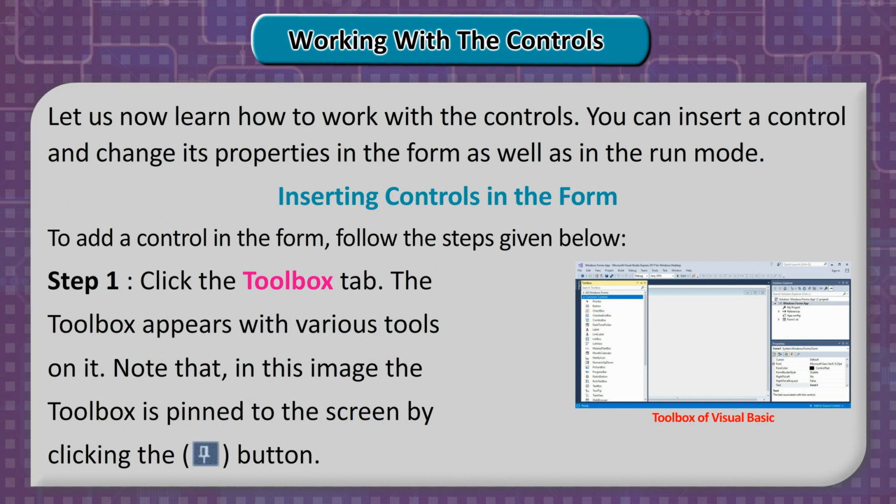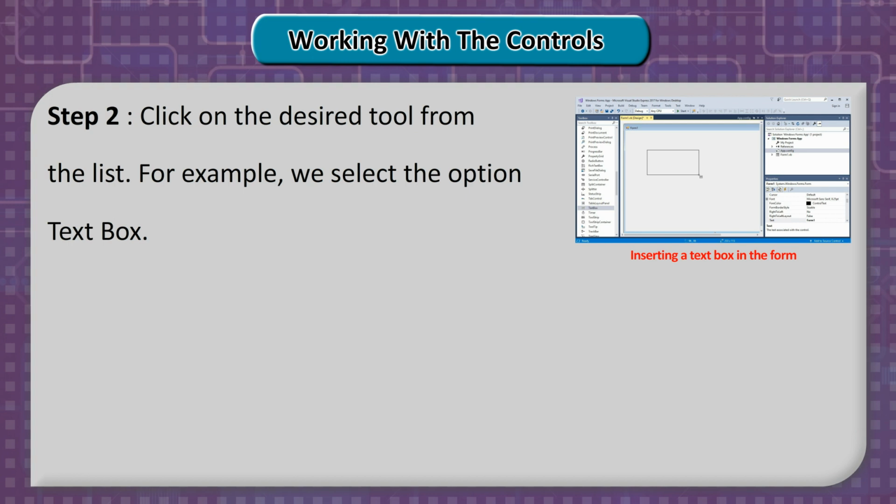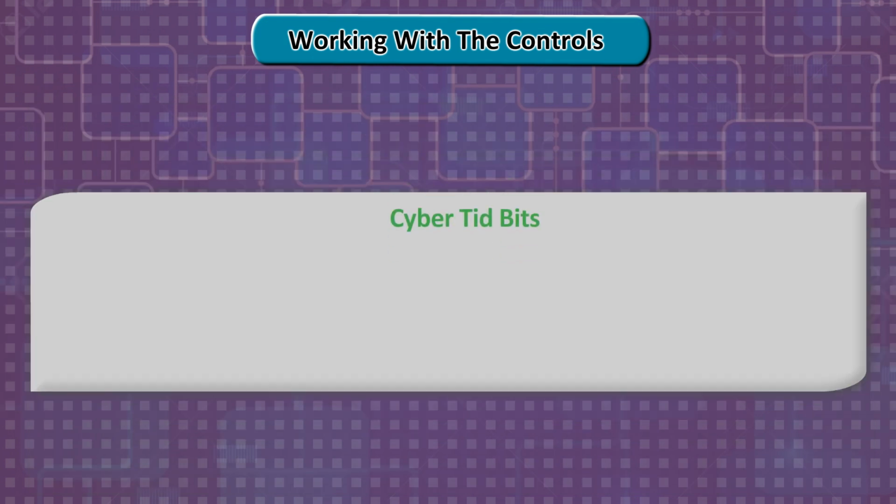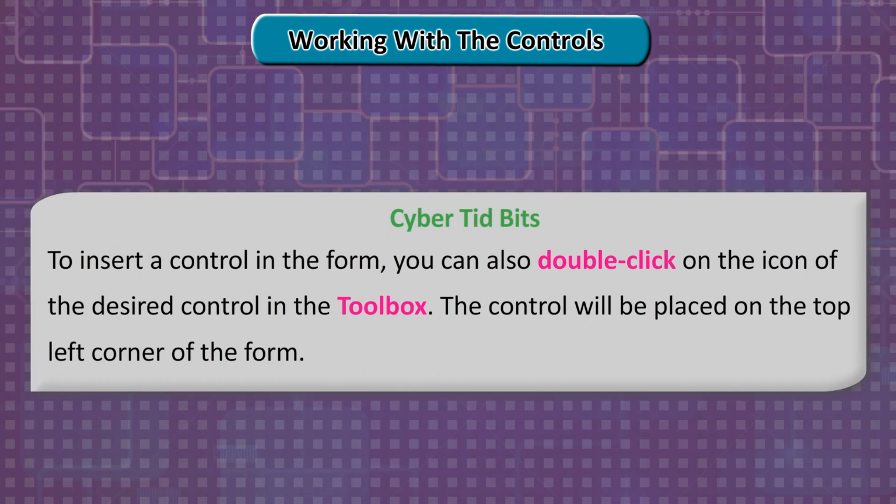Note that, in this image, the toolbox is pinned to the screen by clicking the button. Step 2. Click on the desired tool from the list. For example, we select the option text box. Step 3. Click and drag the mouse in the form to insert the selected control. Cyber tidbits. To insert a control in the form, you can also double-click on the icon of the desired control in the toolbox. The control will be placed on the top left corner of the form.